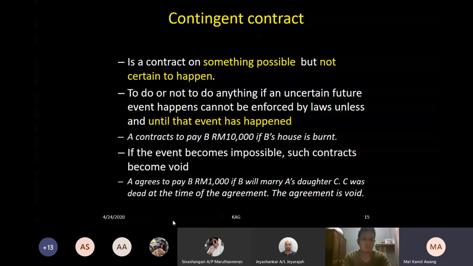A contract to do or not to do anything if an uncertain future event happens cannot be enforced by law unless and until that event has happened. So basically if the house is not burnt, whatever you pay to the insurance company is non-returnable, and the insurance company is not obligated to pay you because the house is not burnt. So a contract to pay B 10,000 if B's house is burnt. If the event becomes impossible, such a contract becomes void.